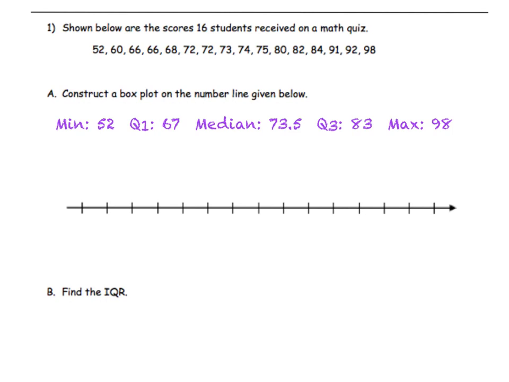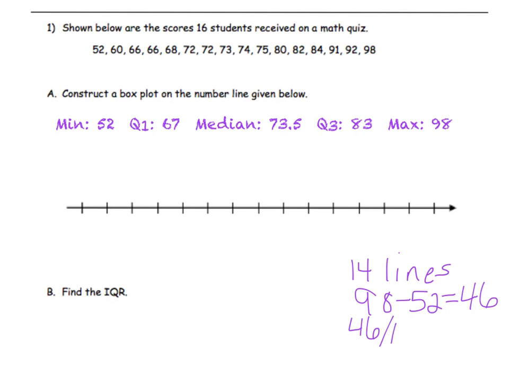Now that I have my 5 numbers, I need to decide how to label the number line so that I can make my box plot. If I go by 1, I will not be able to go from 52 to 98. If you count the number of lines, they gave us 14 lines. I need to fit in a range of 98 minus 52, which is 46. So if I take that 46 and divide it by 14, I get 3.28. Okay, so let's go up by 3.28.